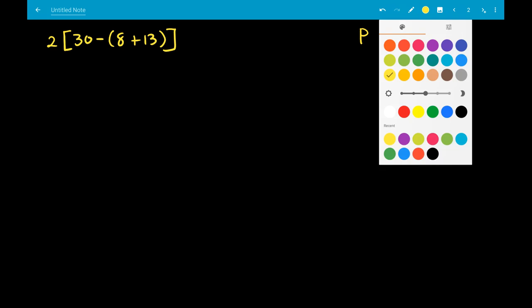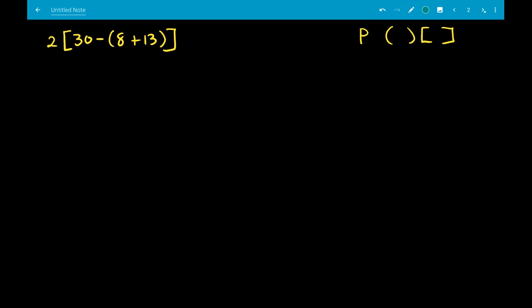Let's say I have 2 times, I've got grouping symbols here, 30 minus 8 plus 13 in brackets. Okay, so according to order of operations, remember I need to check for parentheses, which really means parentheses or brackets. They're grouping symbols. So I first look at our biggest grouping symbol, which is our brackets. I need to do what's inside of there first.